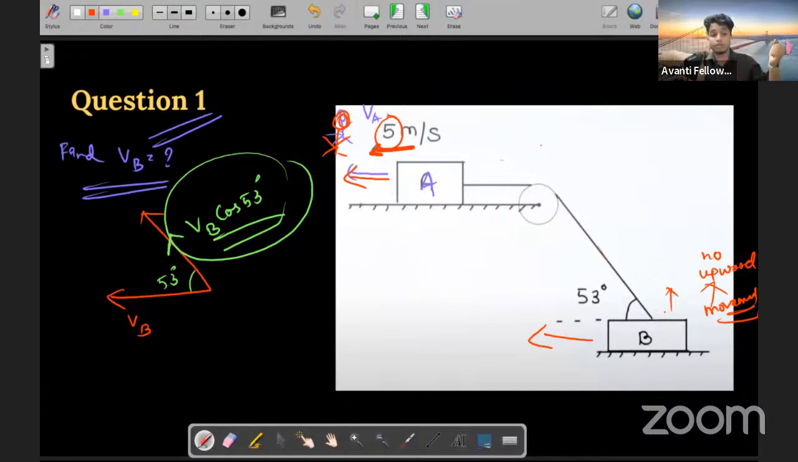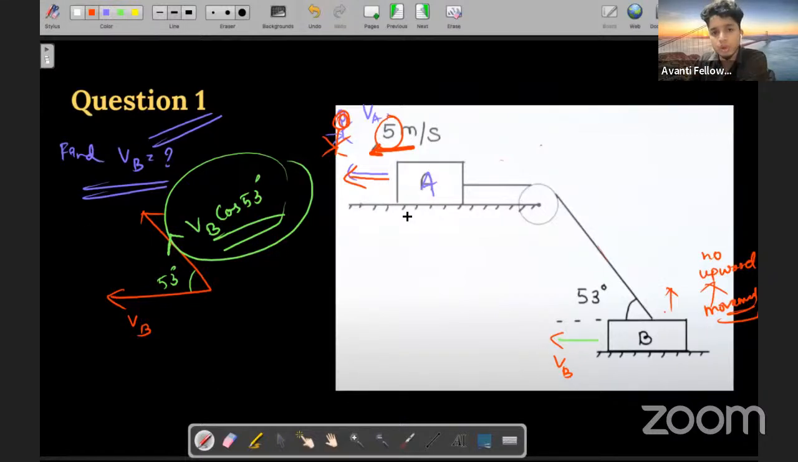Dekho, if you're trying to pull it and there is no upward direction, then it has to come forward. That is the case, students. This is very imaginative stuff, so you need to imagine it. Got it? Now, this will be the direction of VB. We got to know that. Ballari students, let me know yes or no.